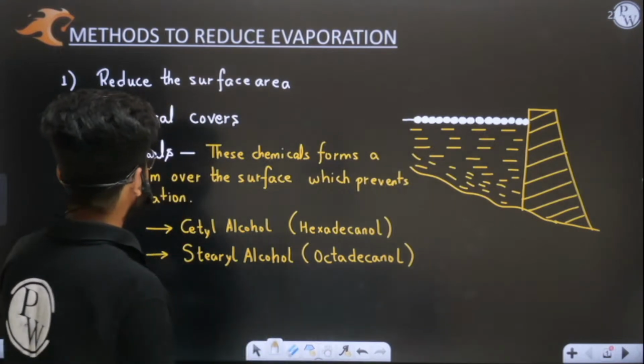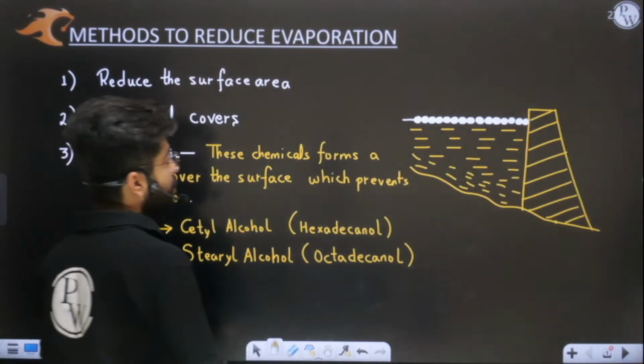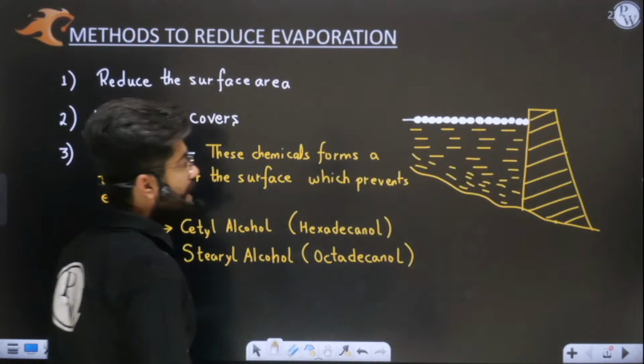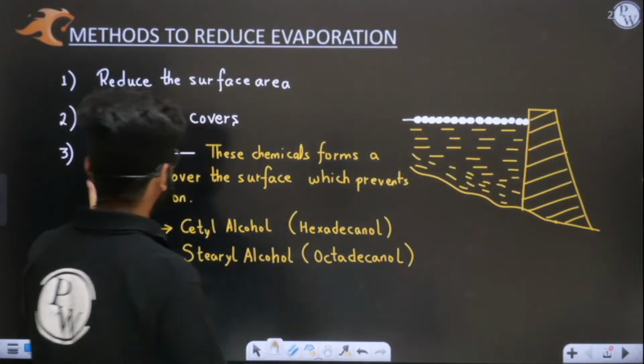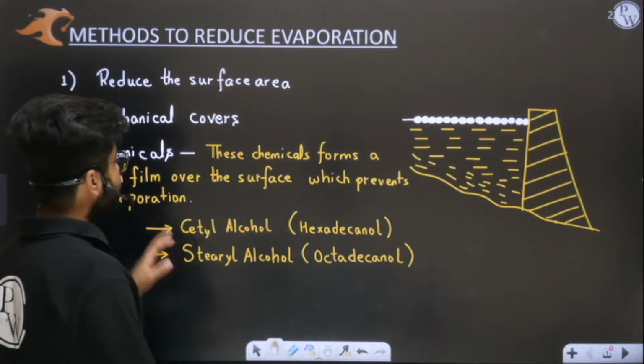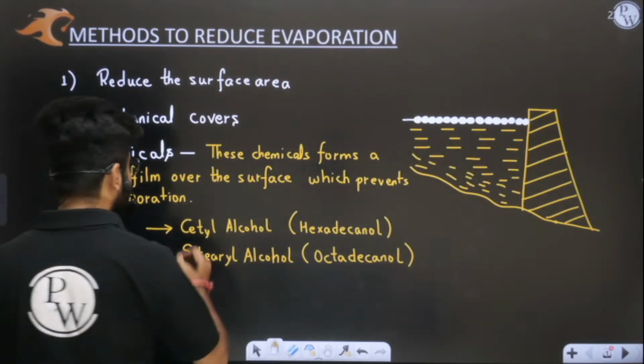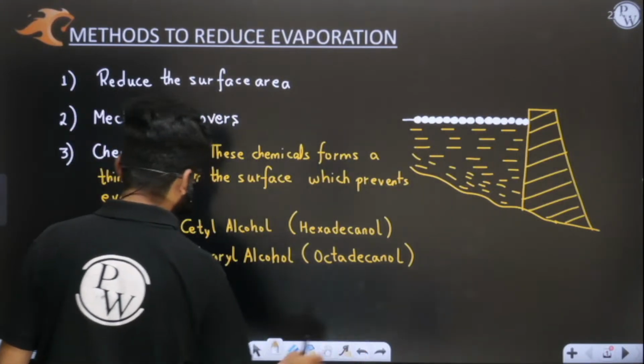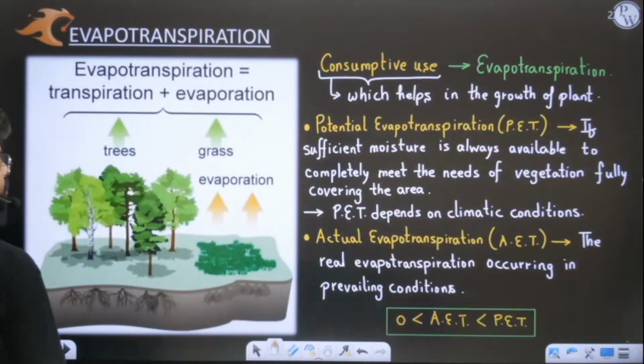Then we discussed mechanical covers. Okay, as I have shown in this figure, mechanical covers will reduce the evaporation. Then I have told you about the names of the chemicals. See, the names of these chemicals are very important. You have to remember them. Okay, I hope you have learned it.